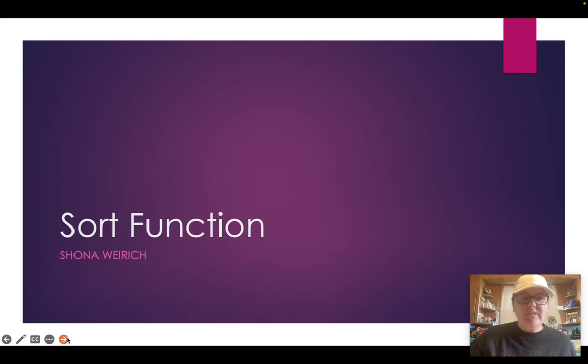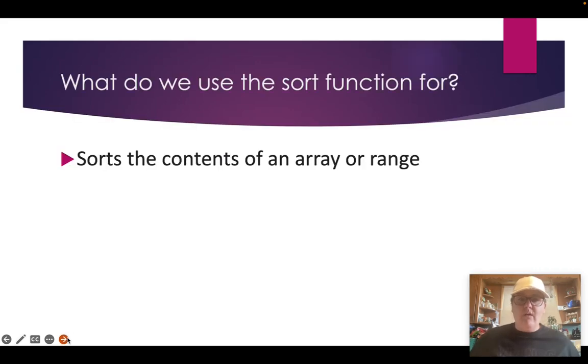What do we use the sort function for? The sort function allows the user to sort an array or a range of cells. You can specify which column to sort by, and you can also sort by ascending or descending order. You can also sort by more than one criteria, but we'll talk more about that later.